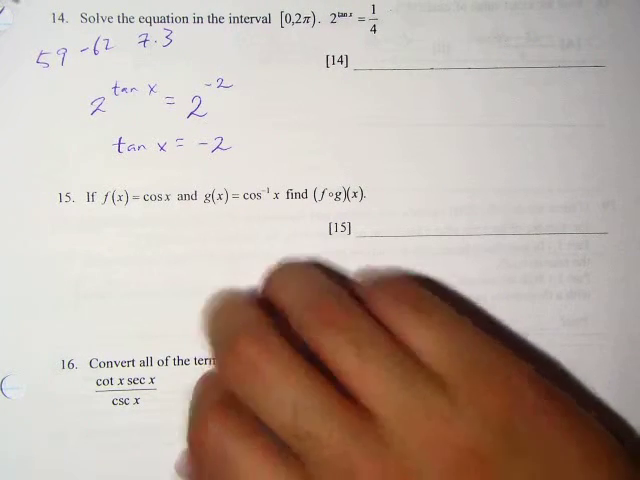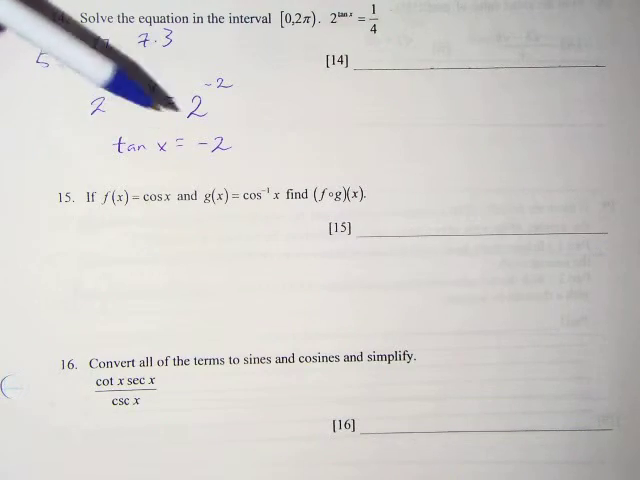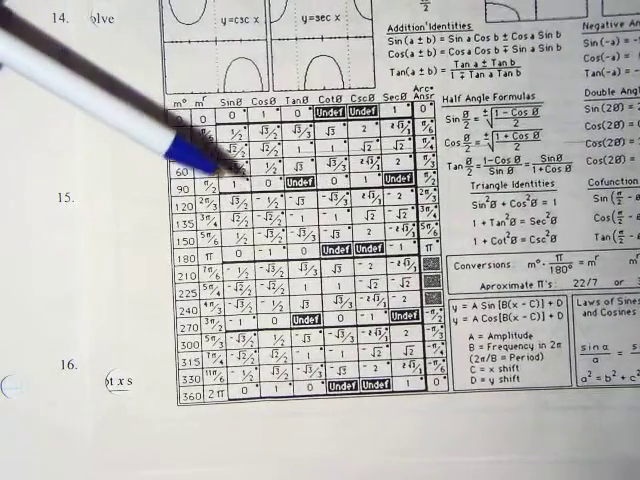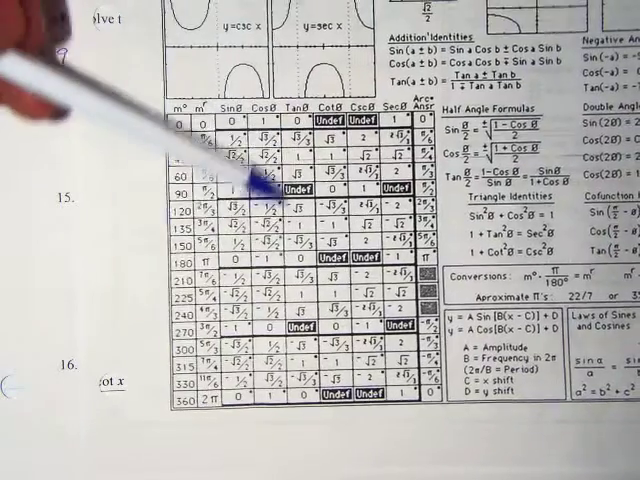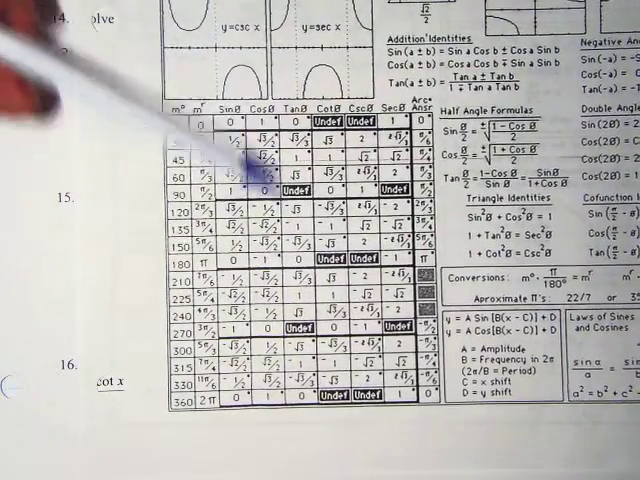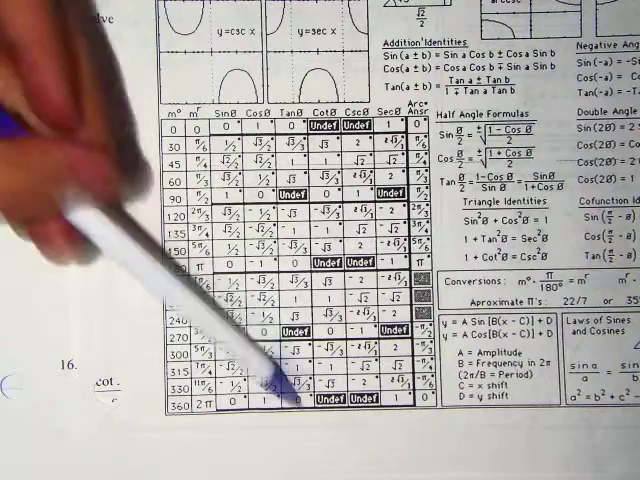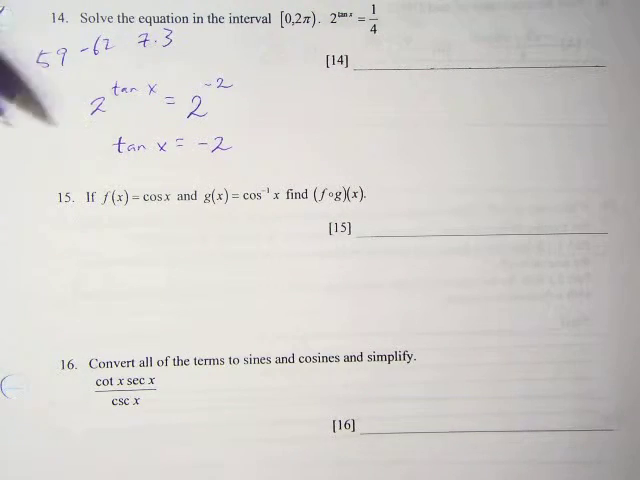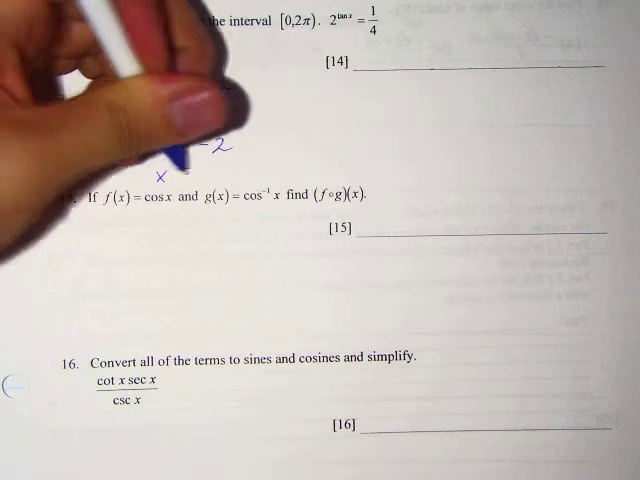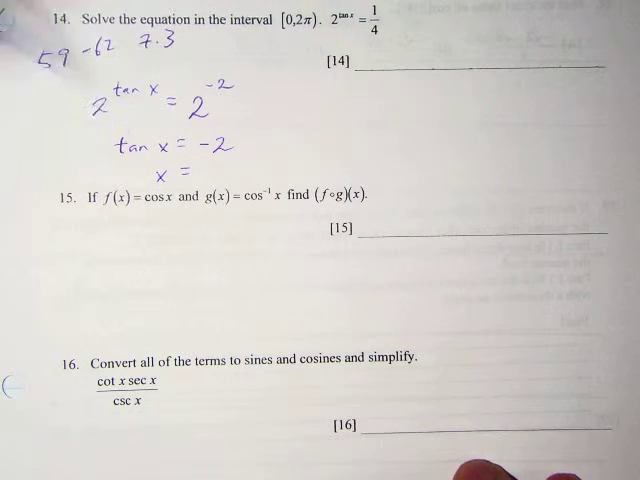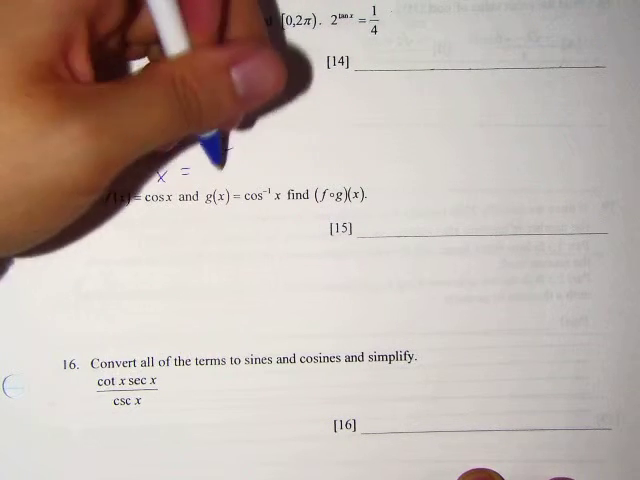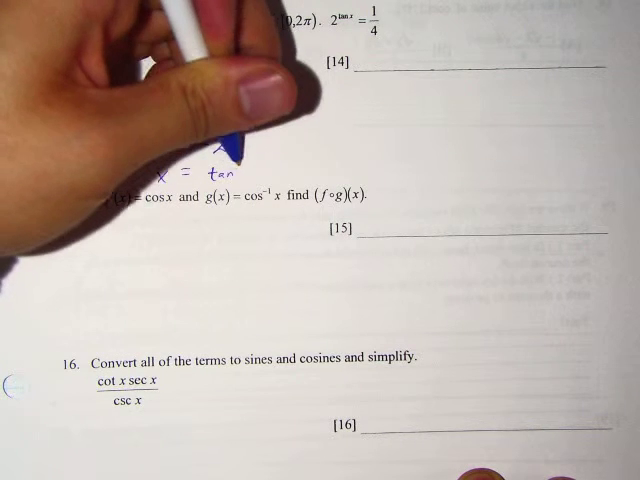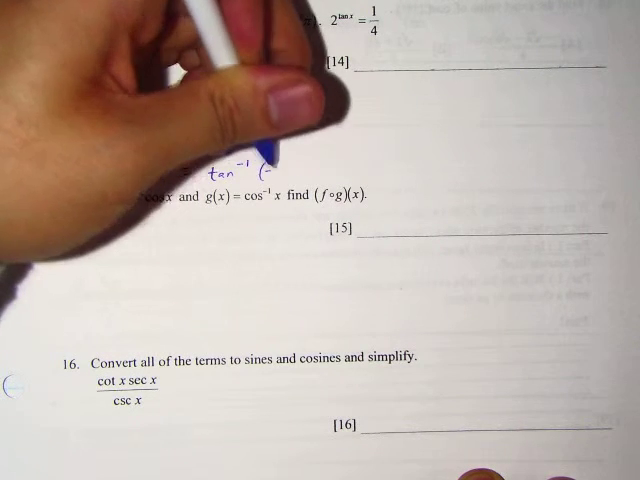Okay, what do I do now? I have tangent x equals negative 2. If I look at my trig bit sheet, I don't have anywhere where it says negative 2, so these are not my answers. So to find the answer, I'm going to do the inverse of tangent, inverse tangent of negative 2.